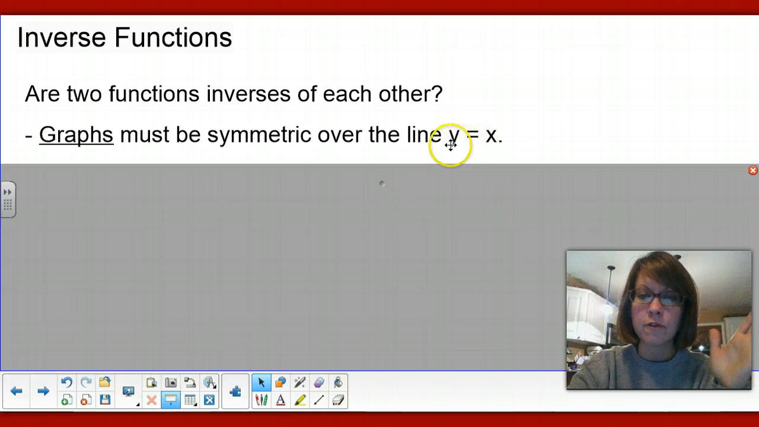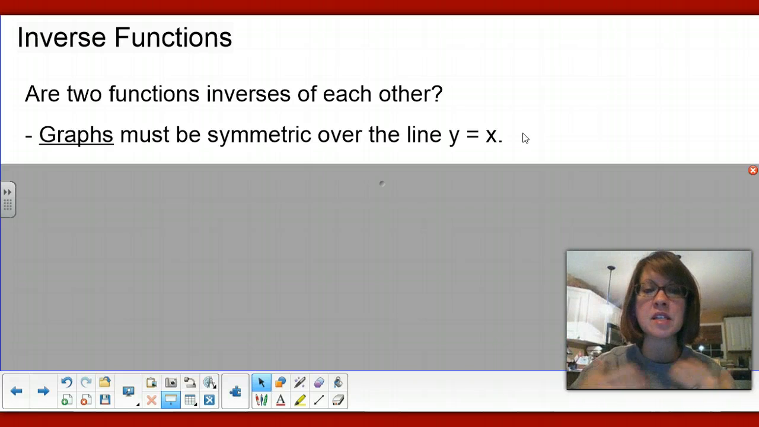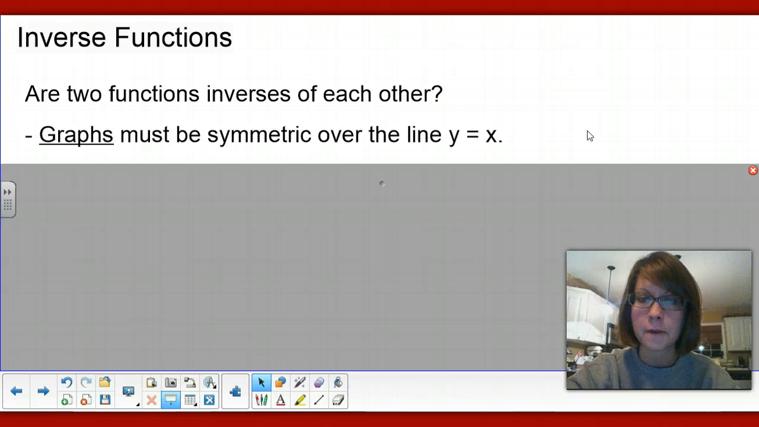If you're thinking y equals mx plus b, it has a slope of 1 and a y-intercept of 0. So it goes through the origin, and then it will have a slope of 1. So you'll be going up 1, right 1, up 1, right 1, okay? Must be symmetric over that. The ordered pairs have to be completely switched.